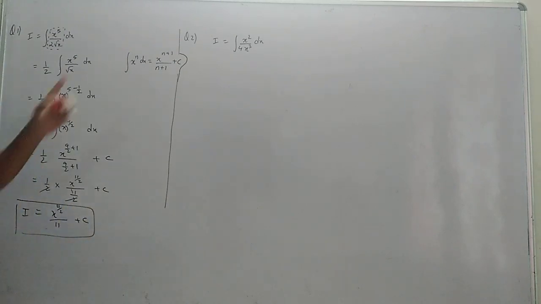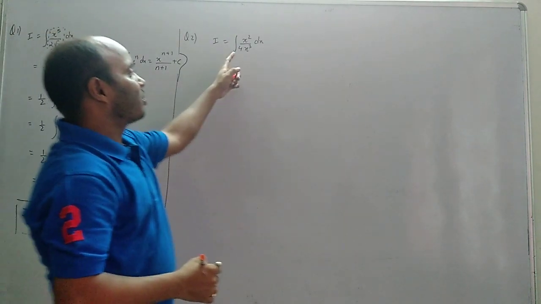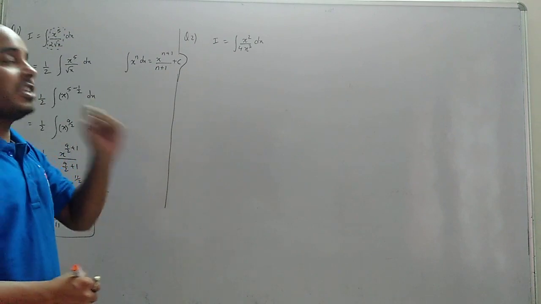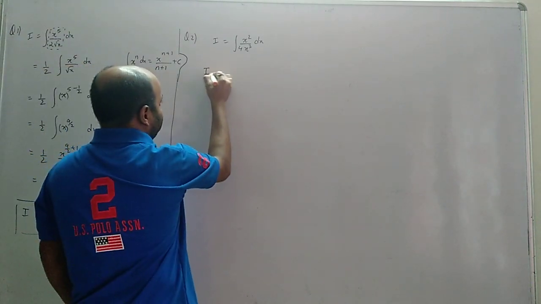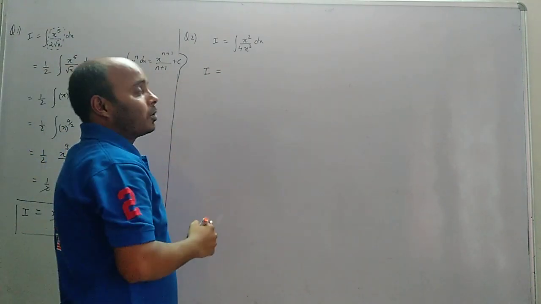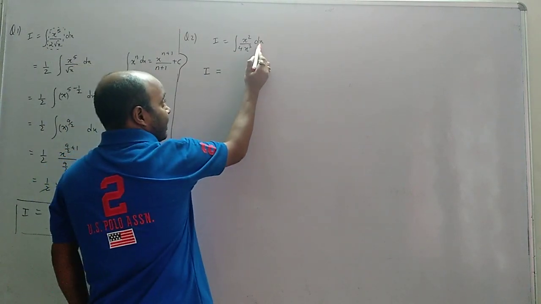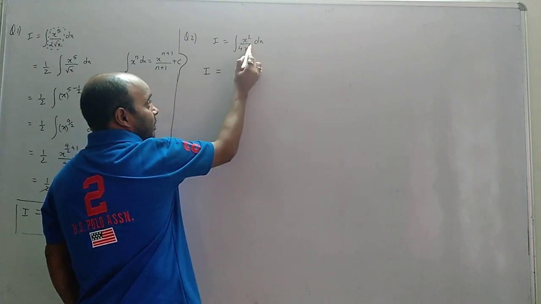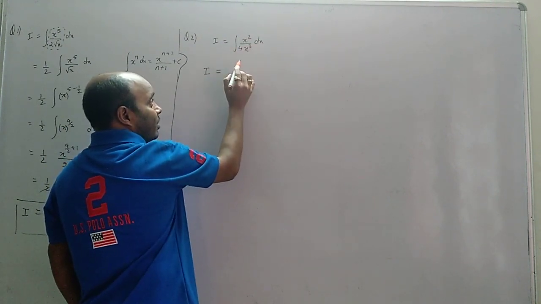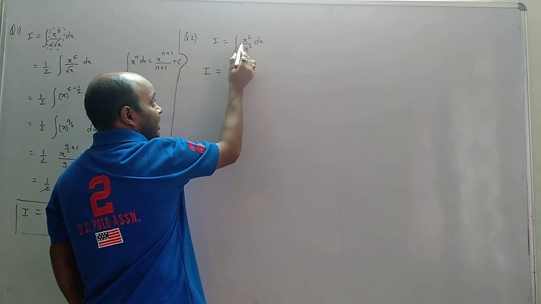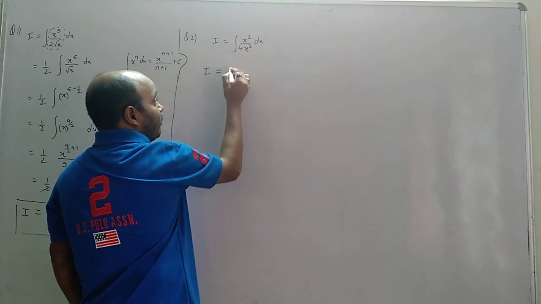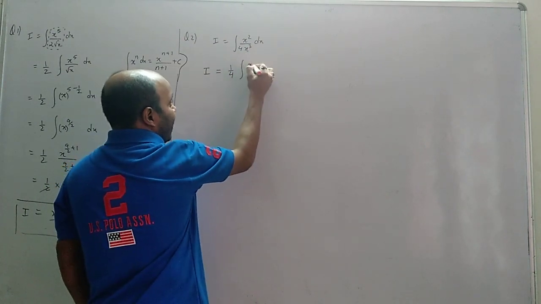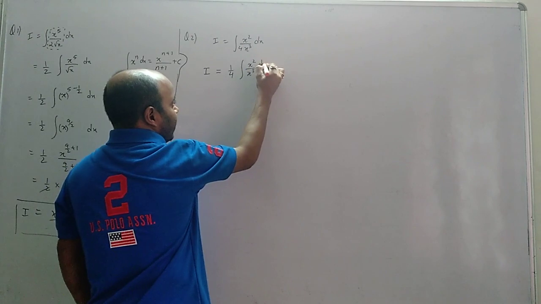Okay, now let's go to this question. I have chosen this question because of the most common mistake a student makes, because they have a habit of differentiation. See what mistake you will make. I equals to, what's your first job? Constant outside. dx means x is a variable. Here we have x square, this is a variable. Here we have x cube, this is a variable. So 4 is a constant. What is the constant which we can take out? 1 by 4. We can take out 1 by 4. So what is left? x square by x cube dx.